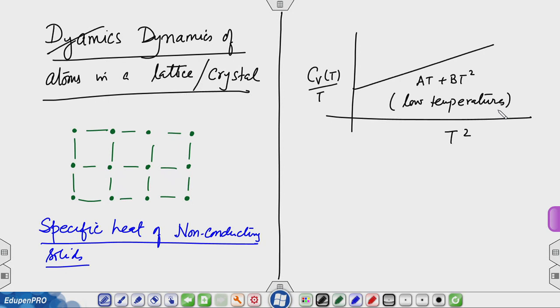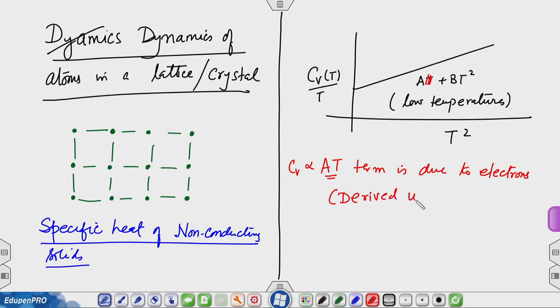And what we had learned while doing the Sommerfeld model is that the term AT, that is, CV proportional to AT, is due to electrons. This was derived. And at that time, I had asked you a question: how do you know that the other term is BT cubed, or that AT is electronic, and where does this come from?